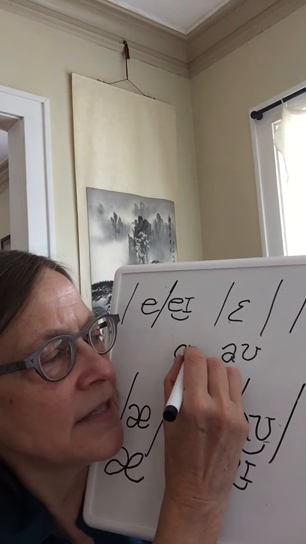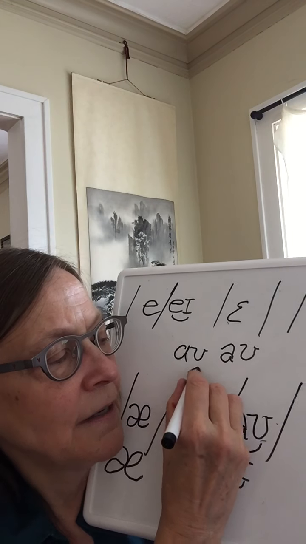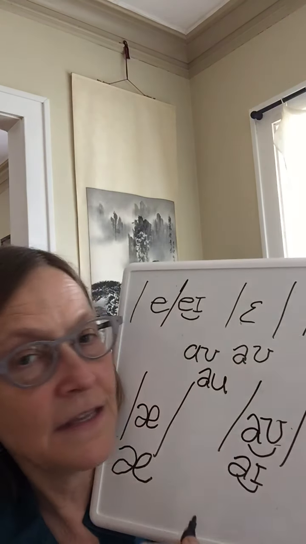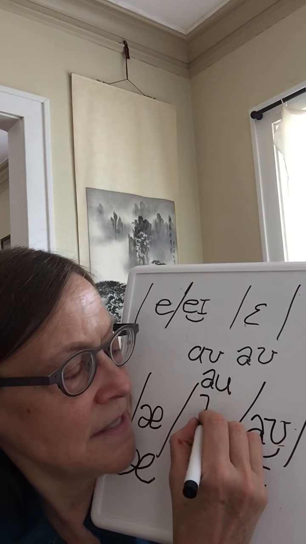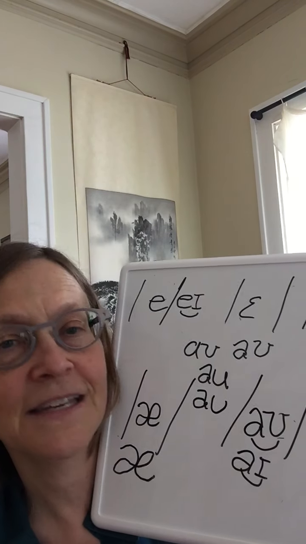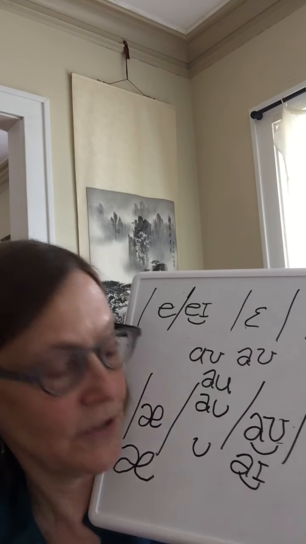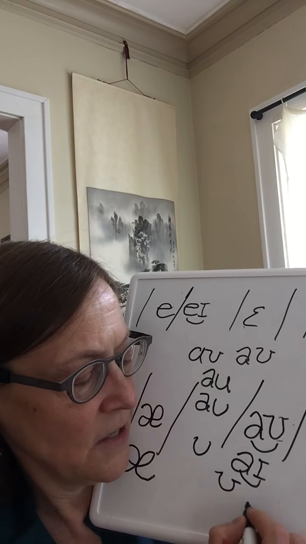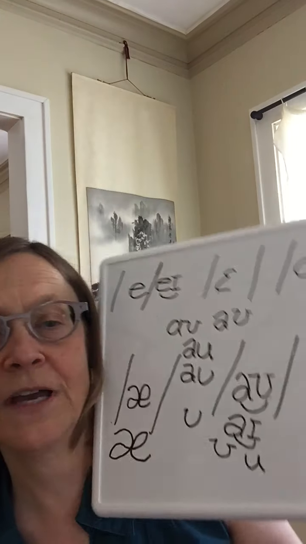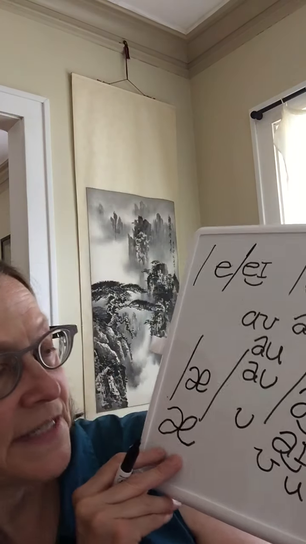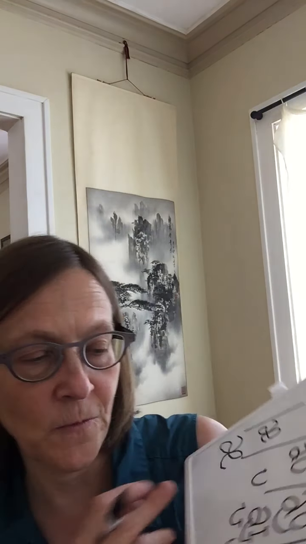So if you do this, that's wrong. If you do this, that's wrong. If you do this, even this, that's wrong, because I don't know what that is. This isn't a symbol in phonetics. You have to do this, or this is a symbol, okay? So make sure you do these sounds very exact. So that's ow.